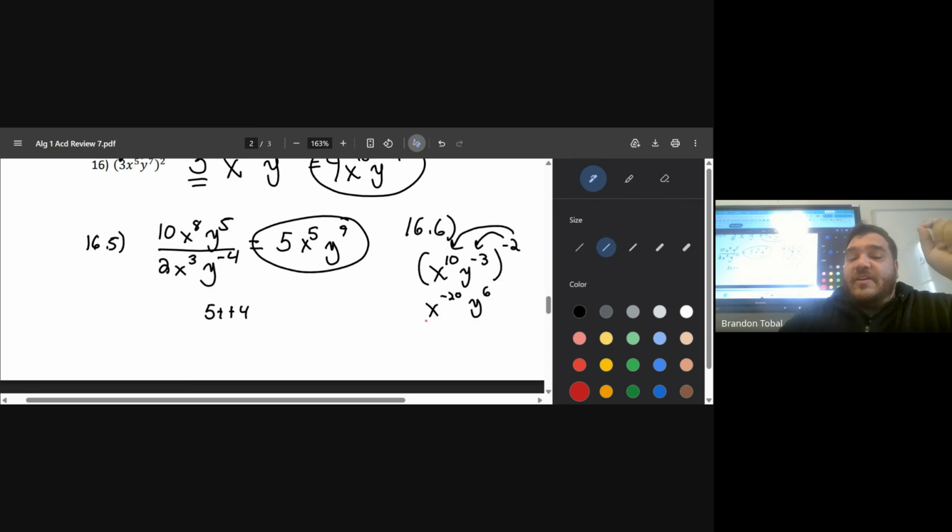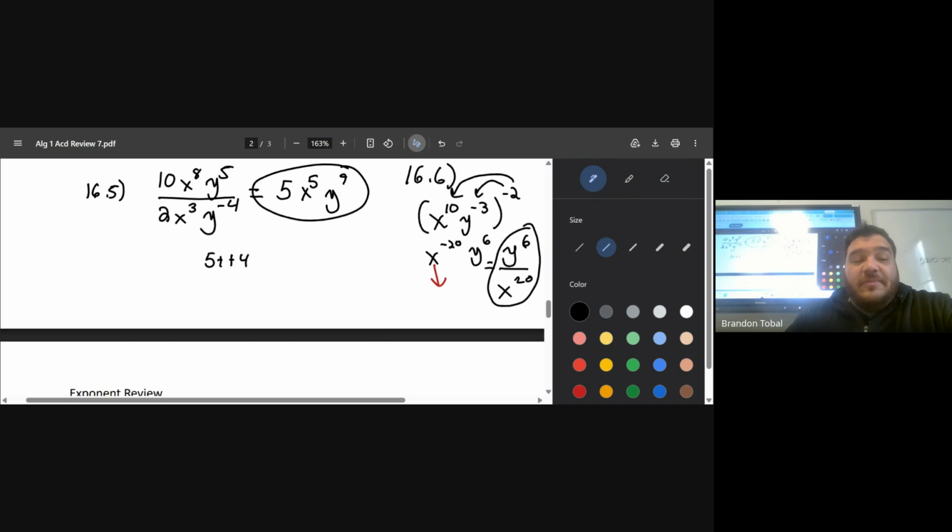Now, here's the tricky part, which I didn't show earlier. In this case, because this is x to the -20, x will go to the bottom, but y should stay on top. But we could put it all in one fraction. So it's going to be y to the 6 on top over x to the 20 on bottom. So remember, only negative exponents move to the bottom. Okay? So be prepared. I'll put a question like that on the test.